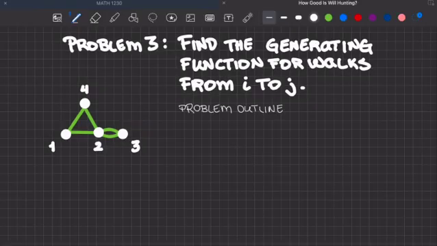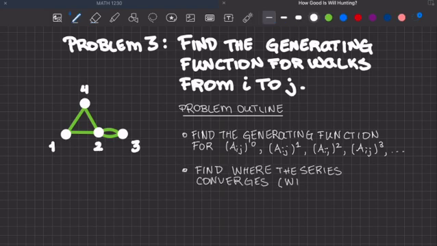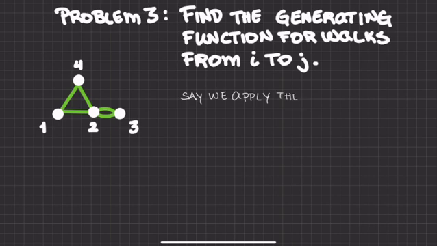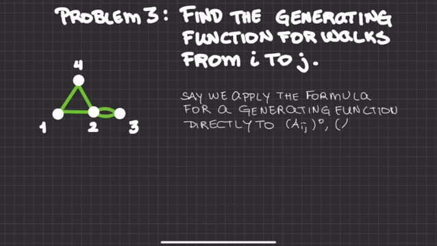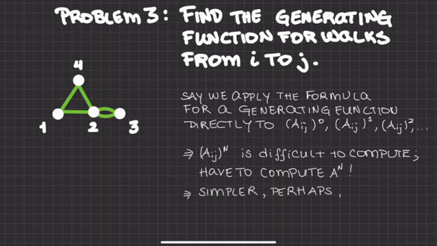To summarize how we will solve this problem, first we will find our generating function in terms of our walks from i to j. Next, we will find the value to which this function converges in order to find a simpler expression for our generating function. Intuitively, it seems like we would want to apply the formula for our generating function to the ijth entry of our term A to the n. However, as noted earlier, it is quite difficult to compute A to the n in order to find this entry. It is important to note that computing A to the n is involved in each step of this process.